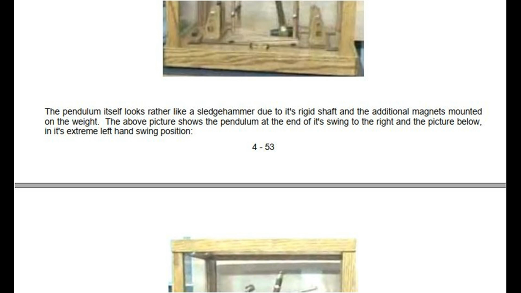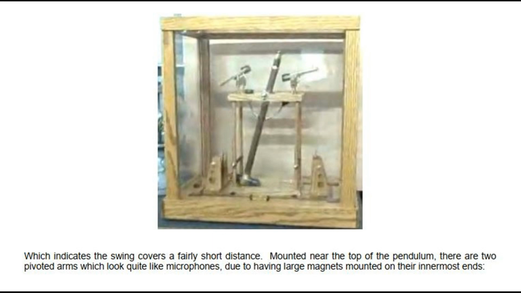The pendulum itself looks rather like a sledgehammer due to its rigid shaft and the additional magnets mounted on the weight. The above picture shows the pendulum at the end of its swing to the right, and the picture below in its extreme left-hand swing position, which indicates the swing covers a fairly short distance. Mounted near the top of the pendulum, there are 2 pivoted arms which look quite like microphones, due to having large magnets mounted on their innermost ends.